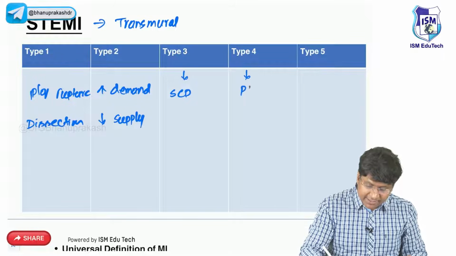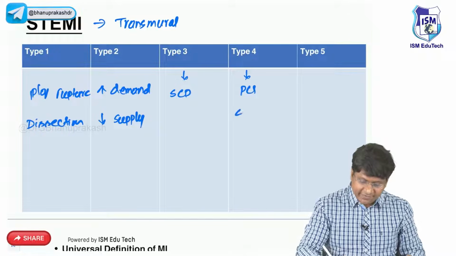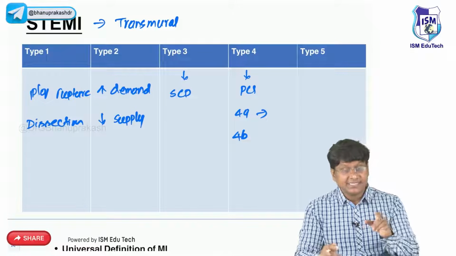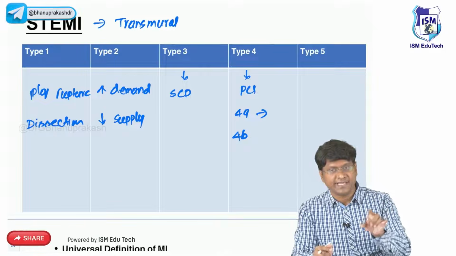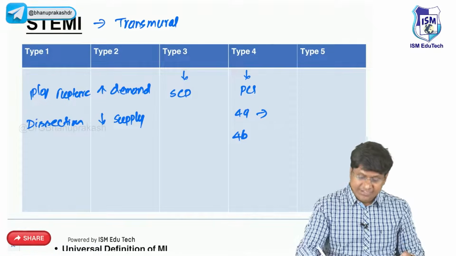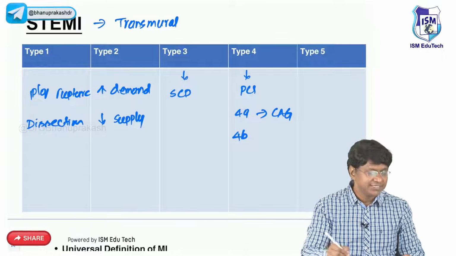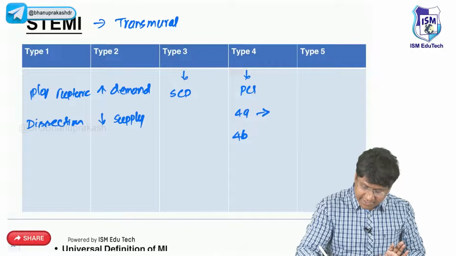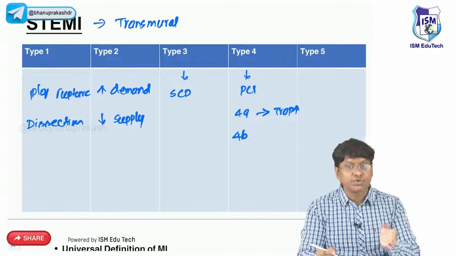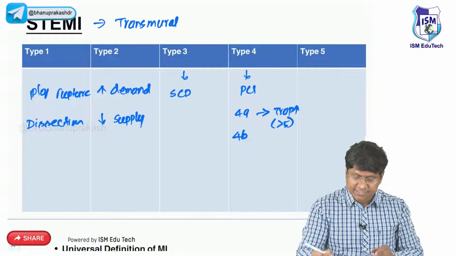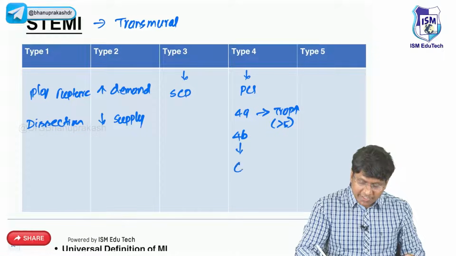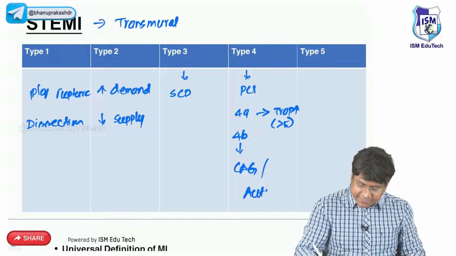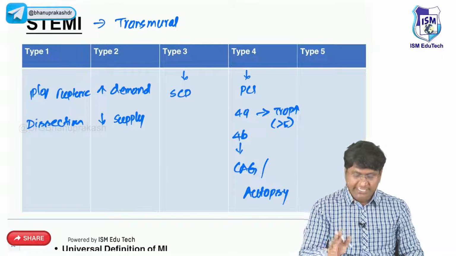Now type 4 MI is related to PCI. Again we have 4A as well as 4B. So 4A is what? The stent which has been placed has been blocked, and if it is documented by coronary angiography along with raised troponin levels more than 5 times, that will be your 4A. But if the blocked stent is identified on autopsy, that will be your 4B.